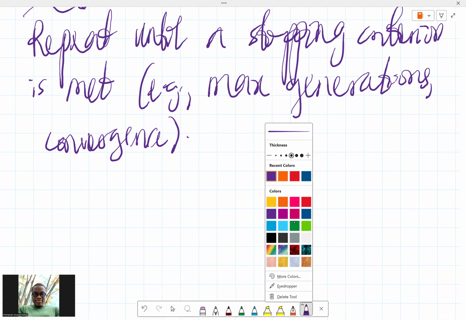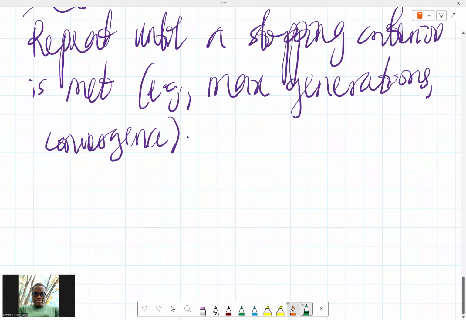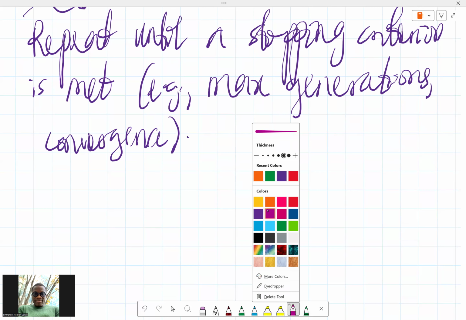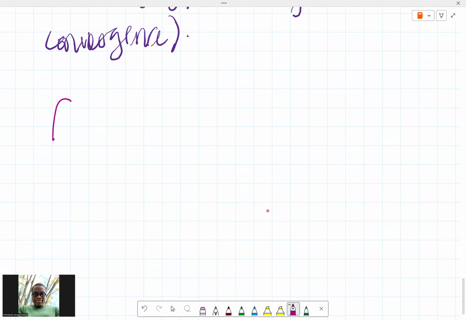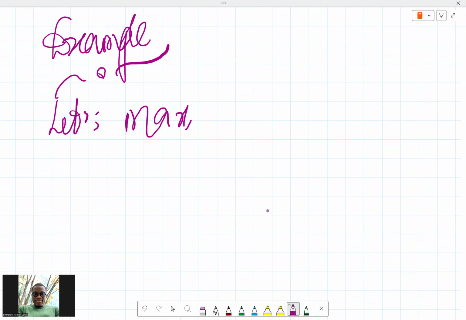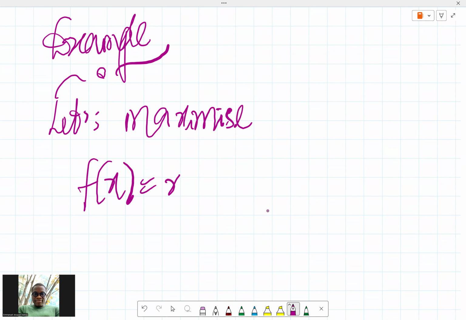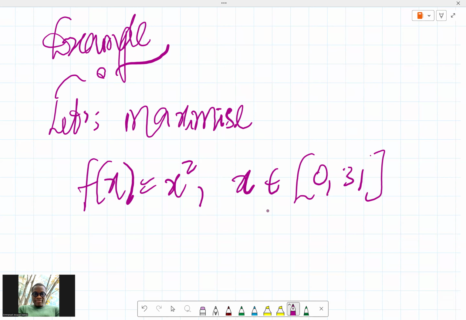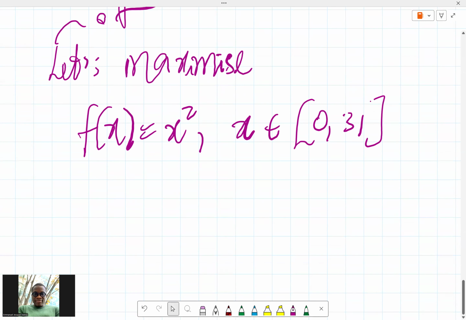So now let's do this. Okay. Let's take an example as usual to drive home the point. Example. Let's maximize f of x, which is equal to x squared. Very simple, just this simple parabola with x lying in the closed interval 0 to 31. Okay. So we want to maximize, we want to get the best value of that function, right?